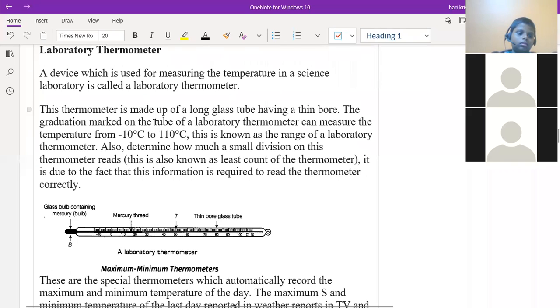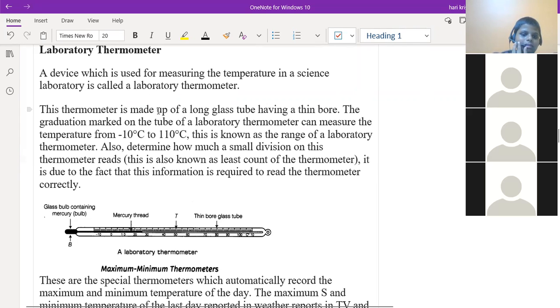Then what is the laboratory thermometer? Sir, this is a thermometer that is used to measure objects. It is usually used in labs and it can measure high temperature. Yes, sir, it can go below the freezing point and even above the boiling point of water.